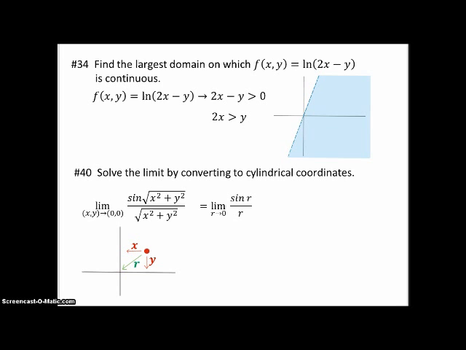And this is a limit you really should know by heart, but if not, since we've changed it into just a regular limit with one variable, we can use L'Hopital's rule because both the numerator and denominator are approaching 0. So we can take the derivative of the numerator, which is cosine r, and the derivative of the denominator, which is just 1, and cosine of 0 is 1, and so our answer is 1.